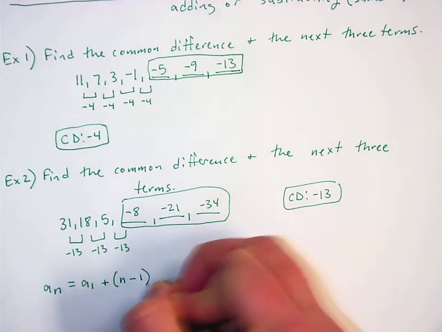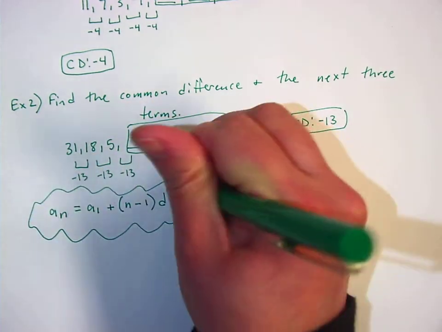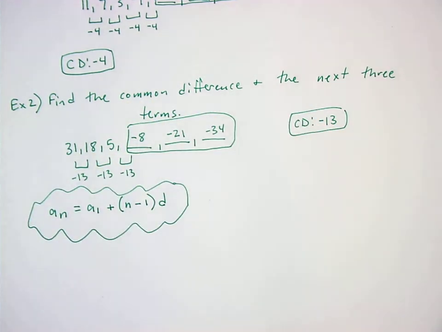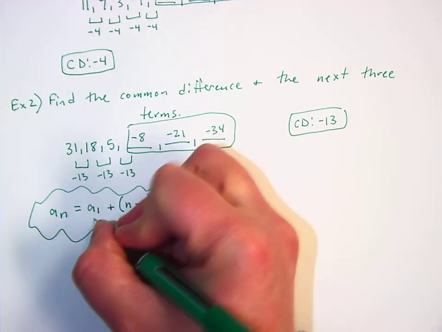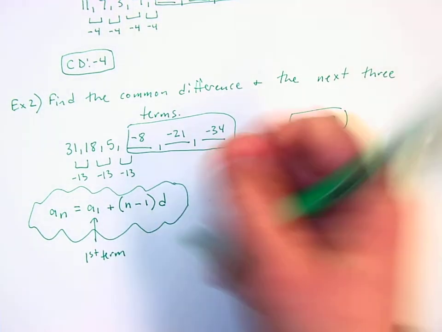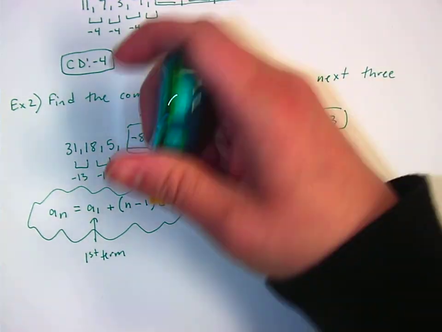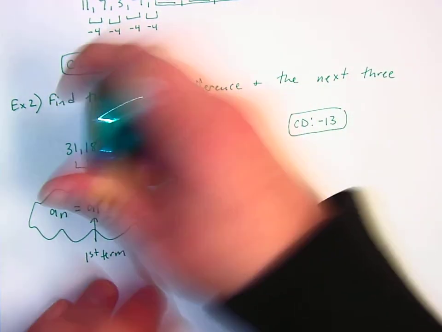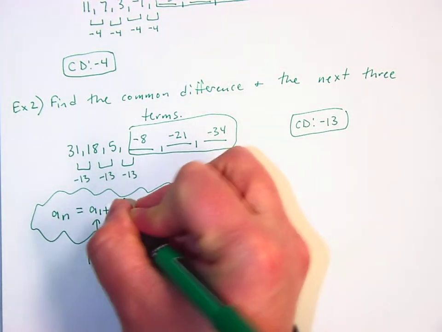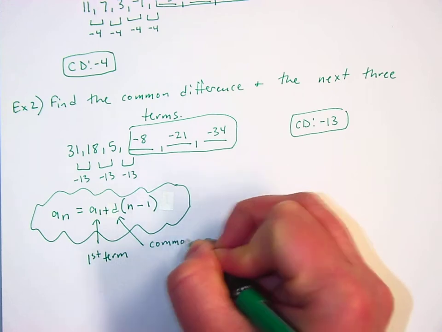But if you needed to find a term that was way out there, you would use this formula. So make sure you write it down. That says a sub n equals a sub 1 plus parentheses n minus 1 times d. A sub 1 here is the first term. And d, you know what, actually I'm going to change this. I'm going to put d in front instead. So I'm going to put plus and a d here. That makes it a little easier, and that's the common difference.